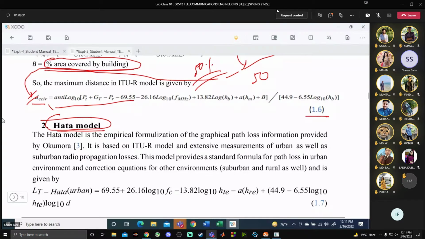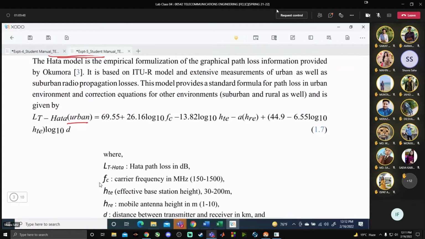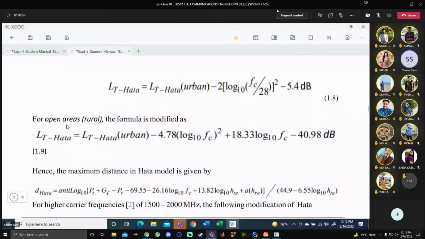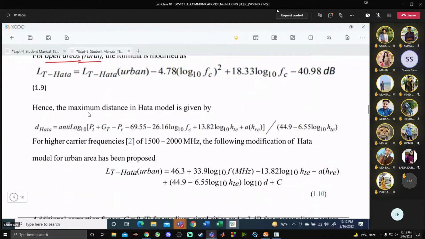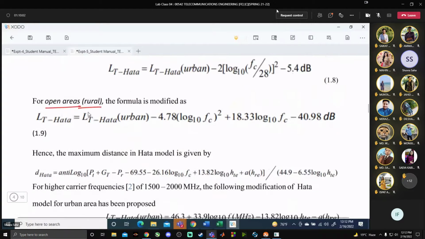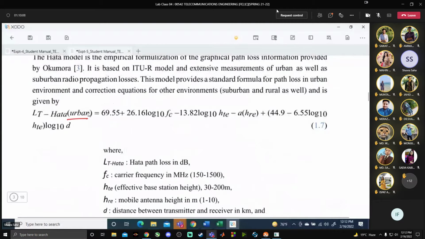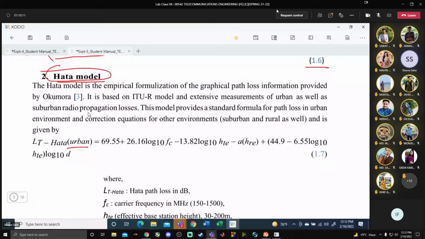Okay, Hata was a Japanese mathematician, and he provided a formula for path loss for different types of areas, like urban area. Urban area means mostly city area, where you have lots of high-rise buildings. And he also proposed a model for rural area, meaning open area, like village side, where you normally do not have buildings. Also, he proposed a model for suburban areas, that means small towns like Rajshahi, Kumilla, Chandina. So let us have a look at those equations.